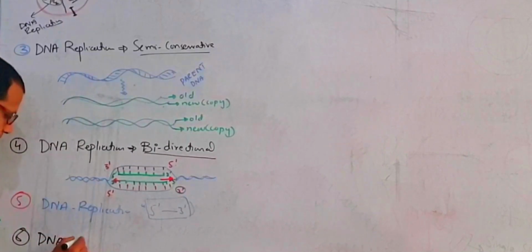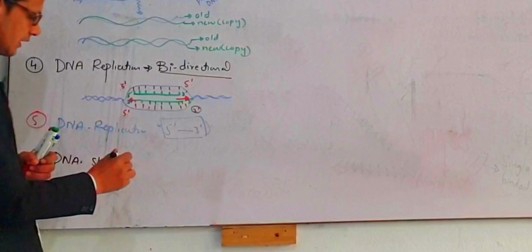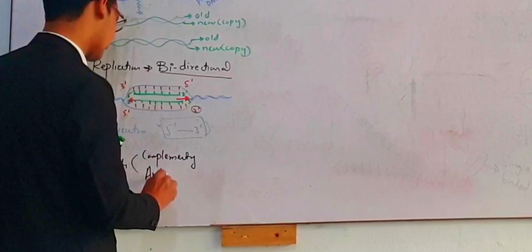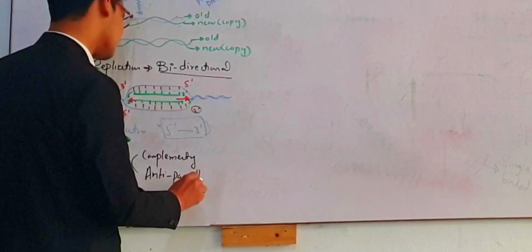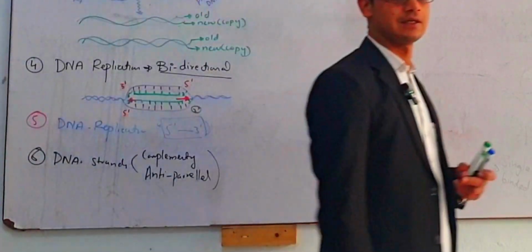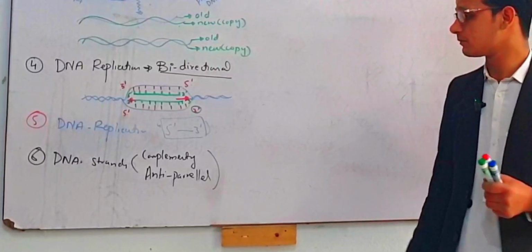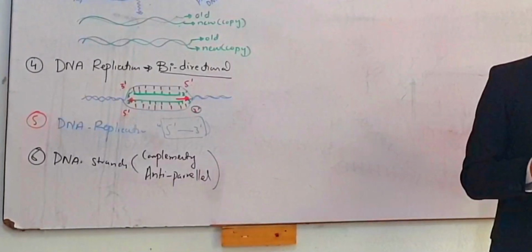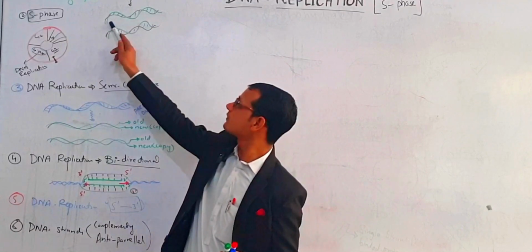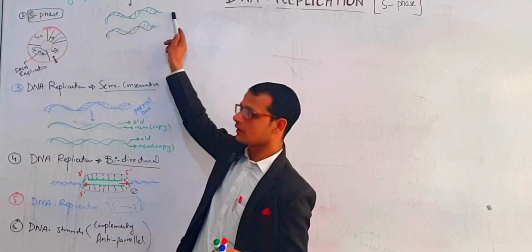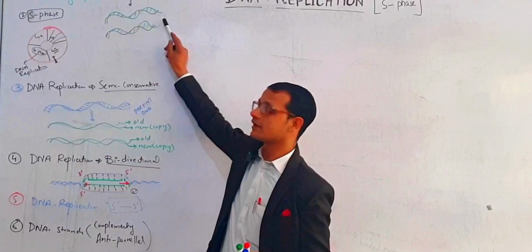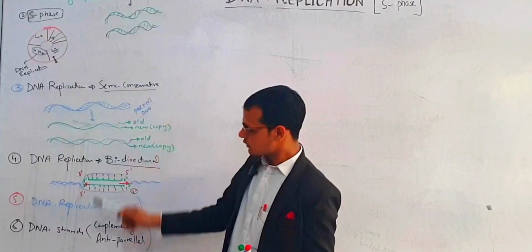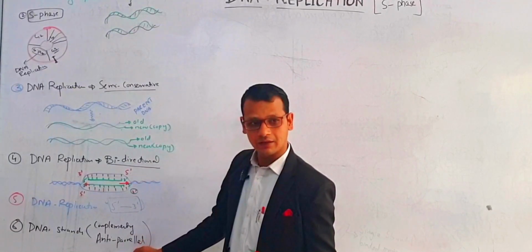DNA strands after and before replication must be complementary and anti-parallel. There is something unjust about DNA strands, right? We are crying about justice, but there is no justice even on the molecular level, right? Because this DNA makes one strand continuously, in a continuous pattern, but the second strand forms in fragments. This is injustice with these two strands, right? So this must be complementary and anti-parallel.